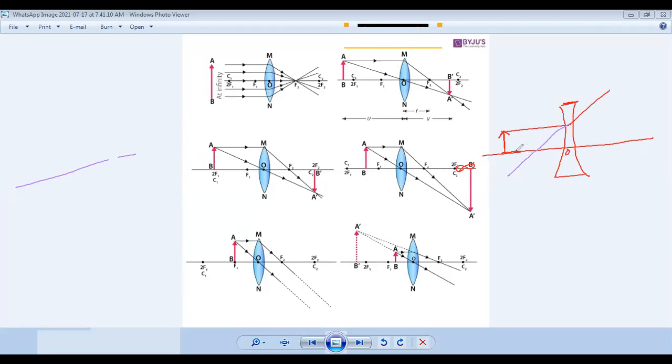Okay, the second ray passing through the optical center. So the image is between O and F. So here the image is small in size. The image is what? Erect. Real? Erect. Yes, the image is erect, and erect means definitely it's virtual, right?